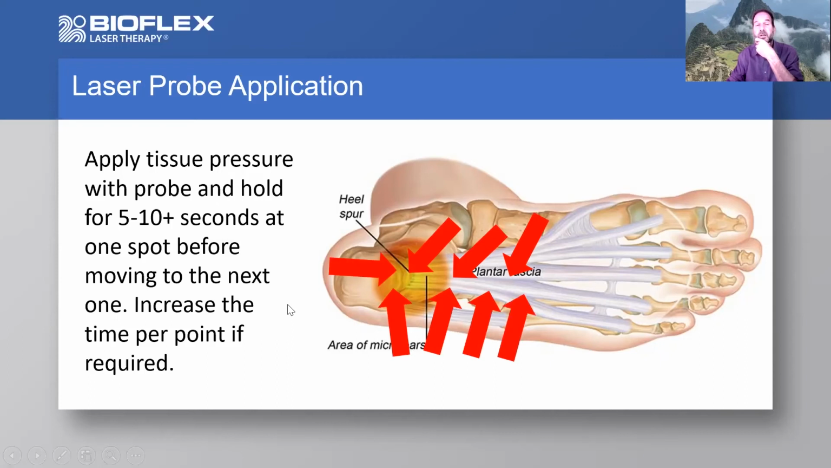So treat all along there, roughly 5-6 minutes of that laser probe, and you can go back to spots as well. You may need to increase the time per point if you're not finding this effective. It's pretty thick, and depending on the thickness of the patient's foot, you know how some people have really thick feet, so you may need to hold a little bit longer than people that have thinner feet, if that makes sense.